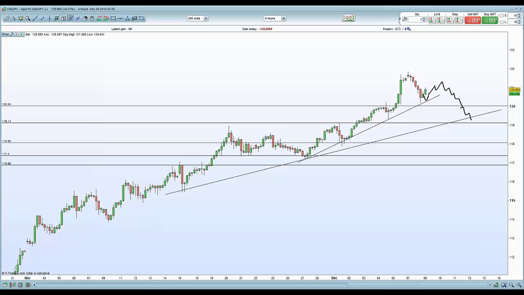Just take note, even your stops, right? If the market gaps, your fill is the next best price. It's not your stop. So if the market gaps, your stop loss might not even be filled. It will be filled at the next best price, so it might be worse off for you. Okay, all right. So there's dollar yen.